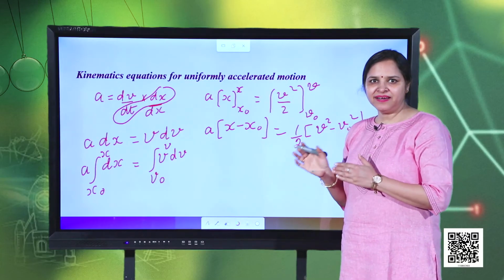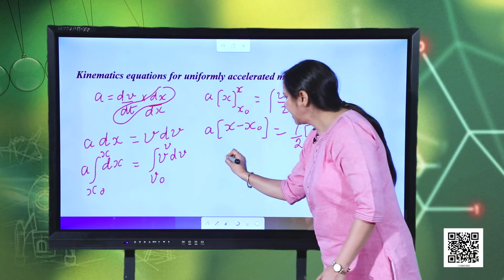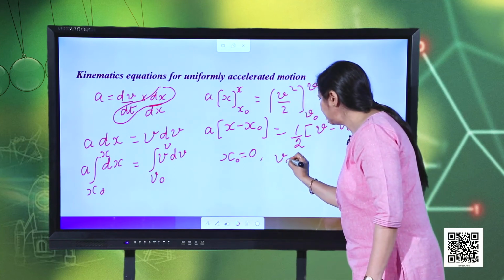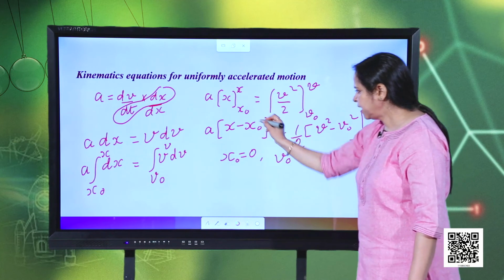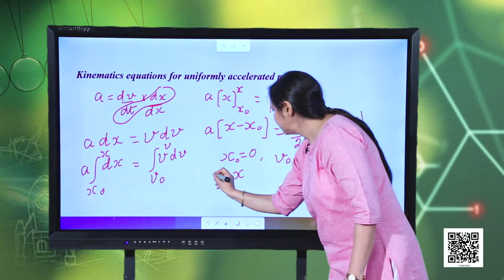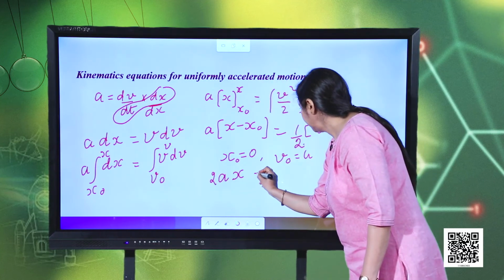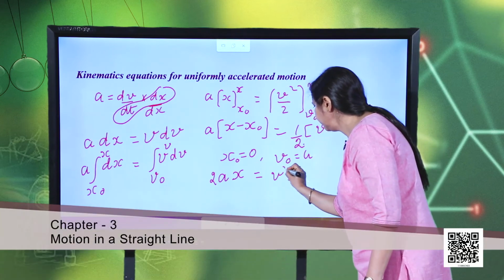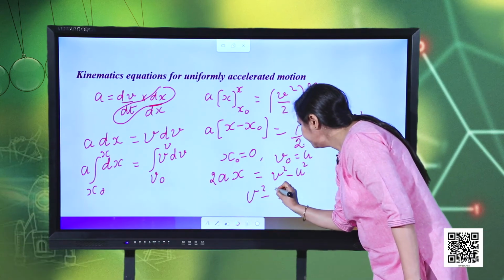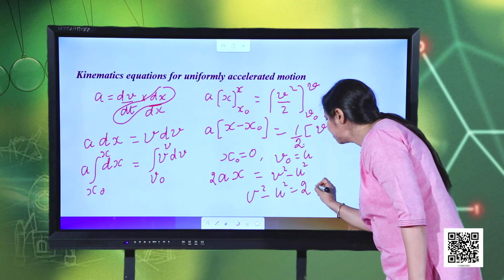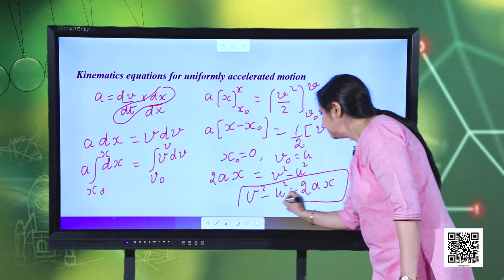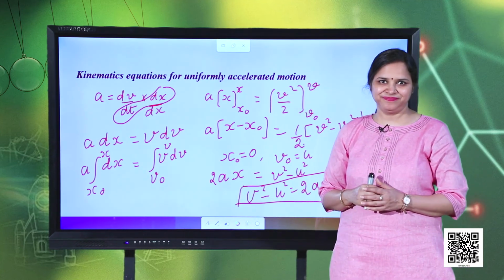Now, again making our equation simple, we consider x naught to be 0 and v naught equals to u. So, the equation becomes now ax, and this 2 can be taken to this side. So, it becomes 2ax is equal to v square minus u square, or we can write down it as v square minus u square is equal to 2ax, and this is actually termed as the third equation of motion.